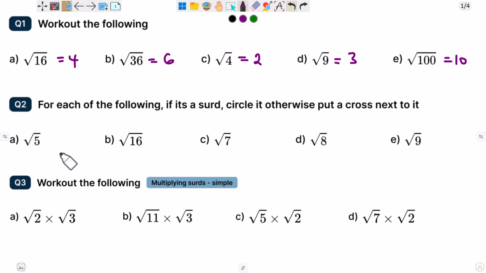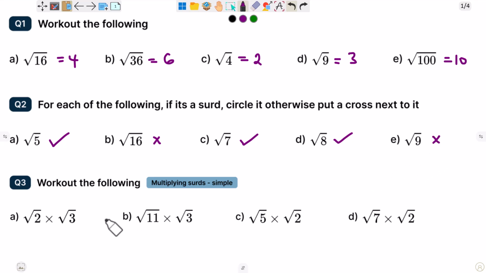For question 2, for each of the following, if it's a surd, circle it, and otherwise put a cross next to it. Well, this is a surd, okay? But this is not a surd. Again, this is a surd, and this is also a surd, but this one is not a surd, okay?